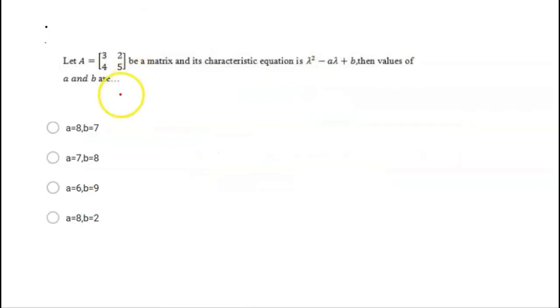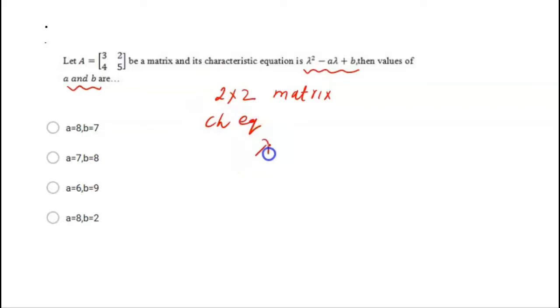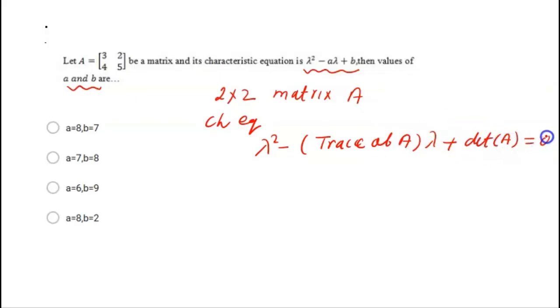Now if you look at this particular problem, this is an interesting problem: if A is a matrix and its characteristic equation is this, then what are the values of A and B? I hope you know that if we have a 2 cross 2 matrix, its characteristic equation is written as lambda square minus trace of the matrix A times lambda plus determinant of the matrix A, that is equal to 0.